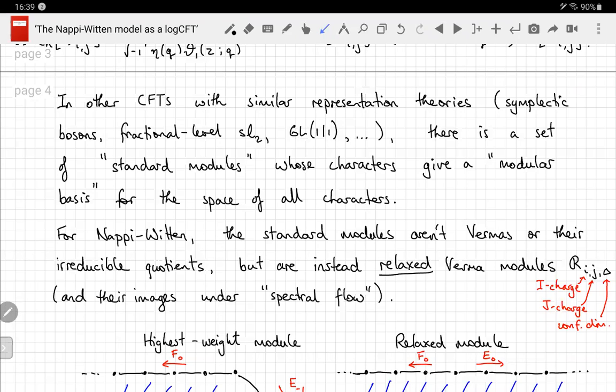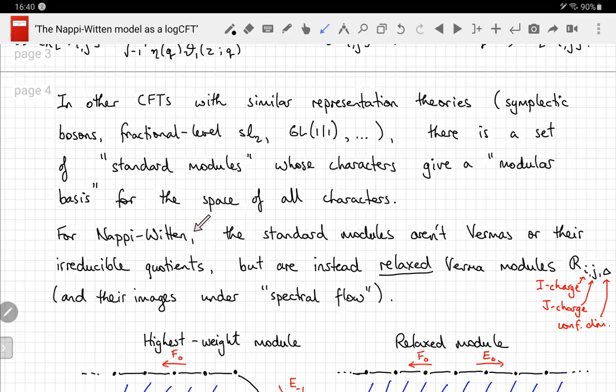What we've learned from hard yakka is that there always seems to be a set of modules which I've been calling the standard modules of the conformal field theory. And if you can compute their characters, then you get a really nice modular basis for all the characters. So there's sort of some canonical set of representations that you should concentrate on. And it's usually pretty clear what these should be.